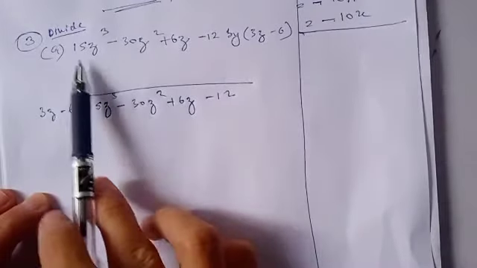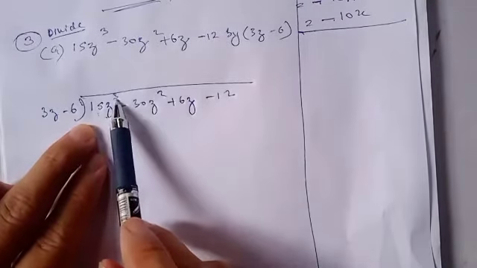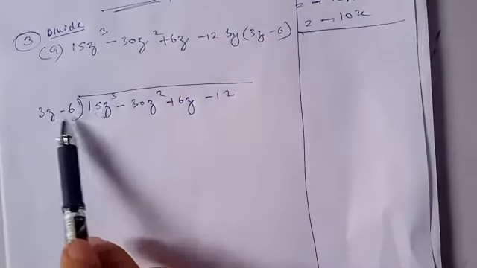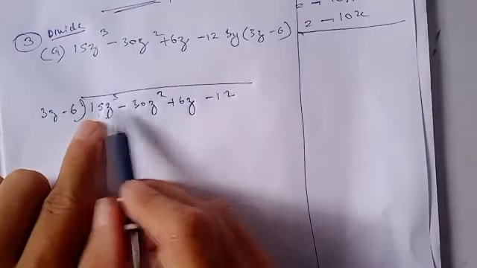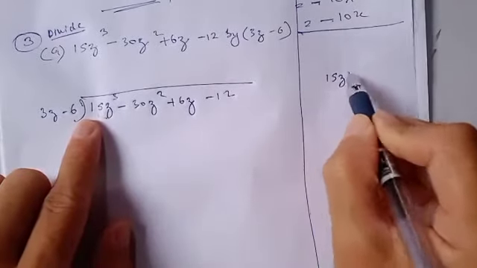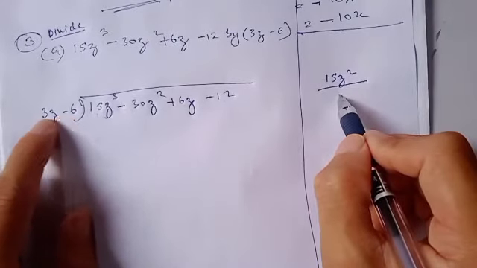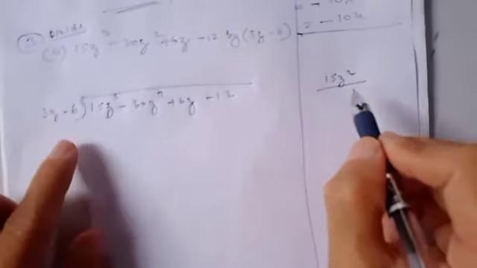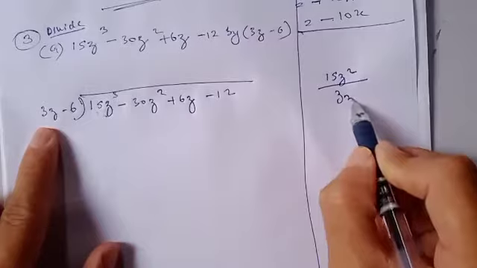Question number 3a. Okay, now we're going to divide 15z to the power 3 minus 30z to the power 2 plus 6z minus 12 divided by 3z minus 6. Nothing new, same. Which was first term? First term is 15z to the power 3, so you write 15z to the power 3, divided by divisor. Divisor we have 3z minus 6, but we have to take only first term, okay, not 6. Don't take both terms, you take only first term, so here first term is 3z, so you write only 3z.